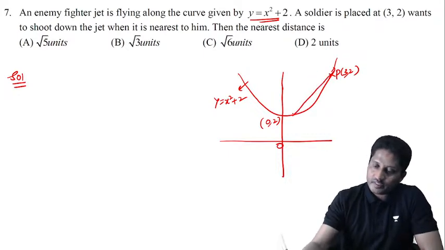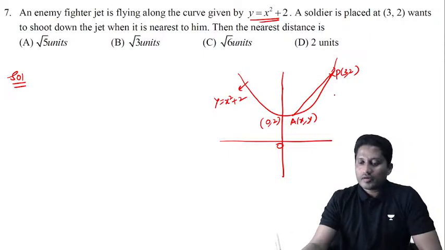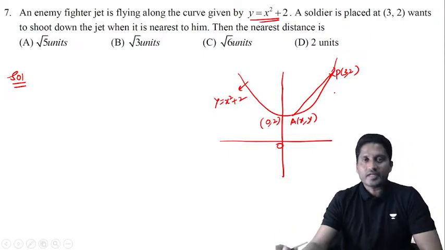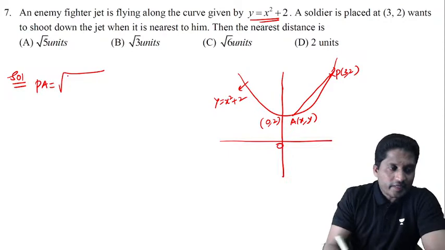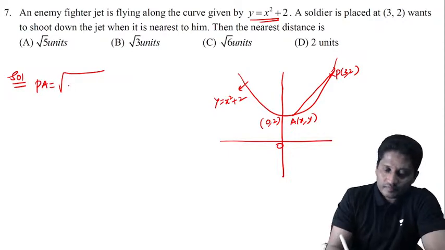Let's say the nearest point is this. The general point is (x, y). Then, in the shortest distance, I should find the nearest distance. If I use the distance formula, PA is equal to root of (x minus 3) the whole square plus (y minus 2) the whole square.